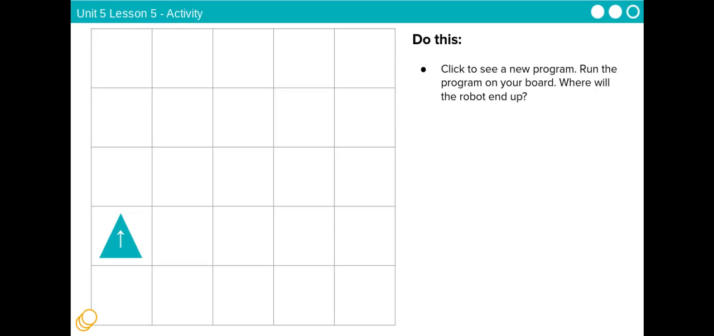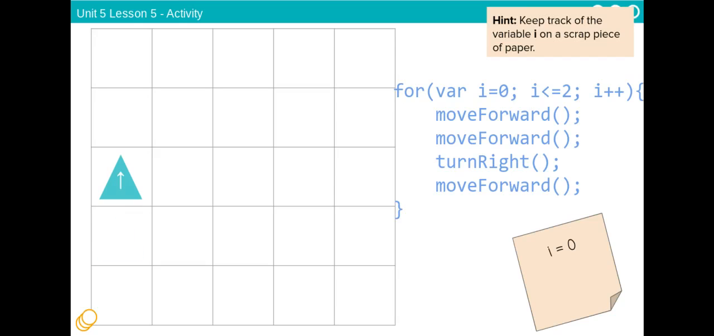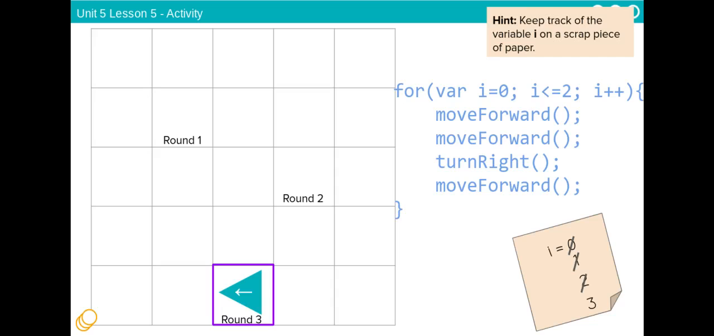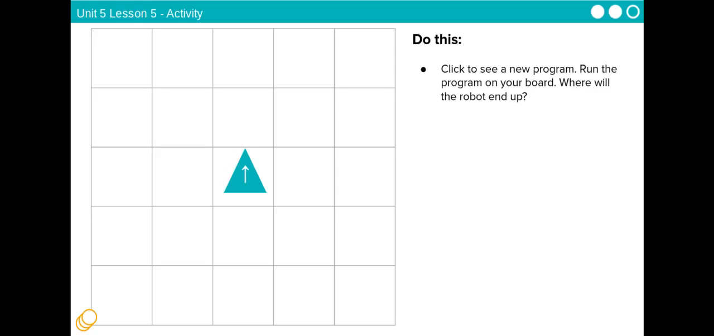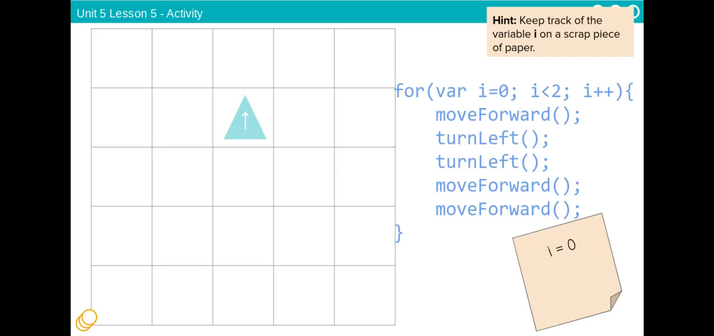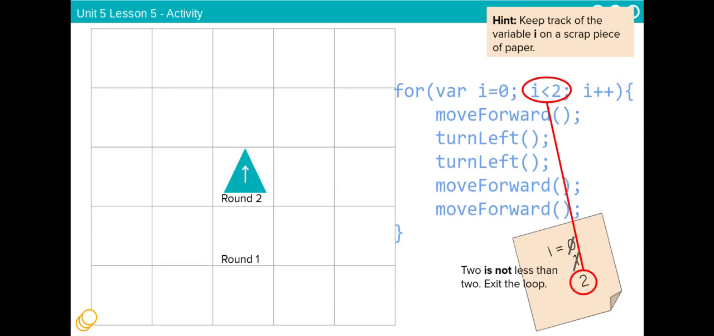Click to see a new program. Where will the robot end up? The program is still true and will run again. The code stops at 3 because the Boolean is finally false. Click to see a new program. Where will the robot end up? Two is not less than 2, so this is false and the exit begins.